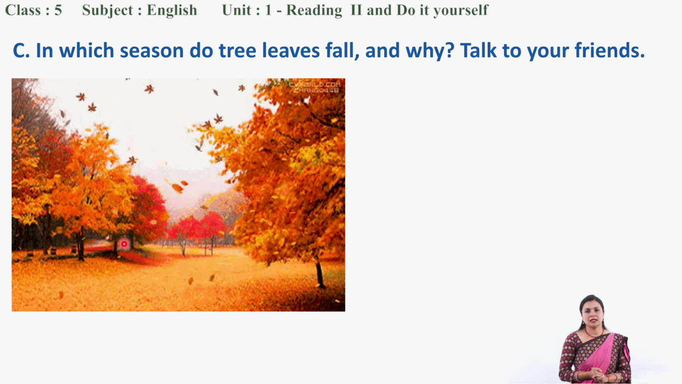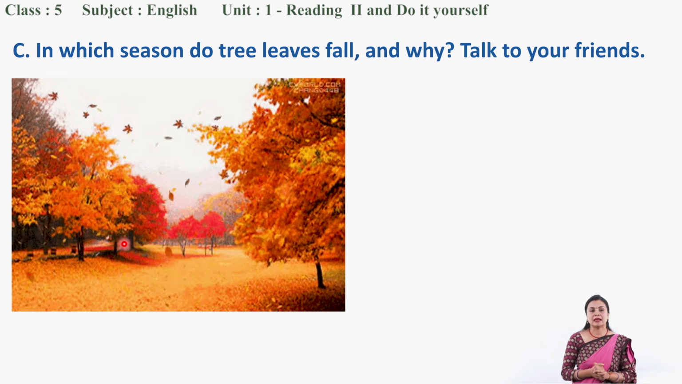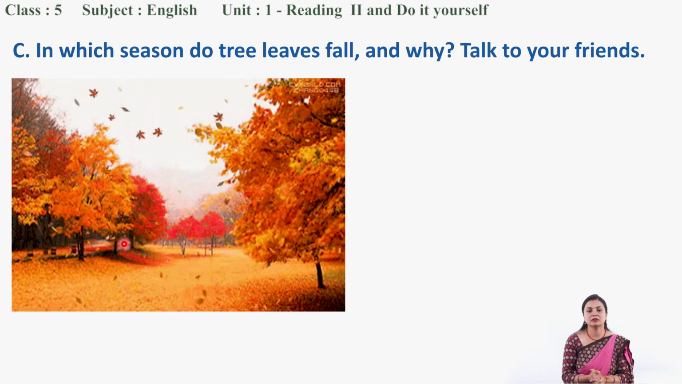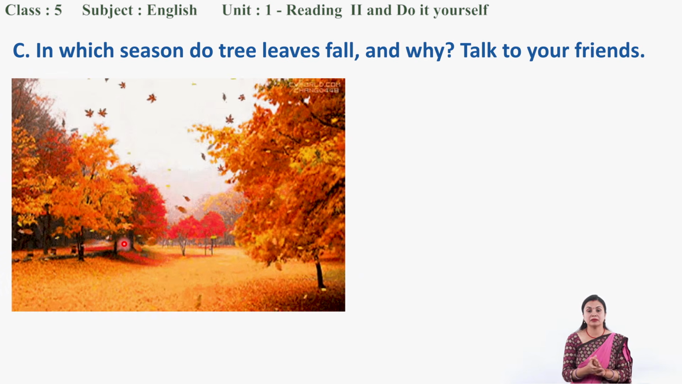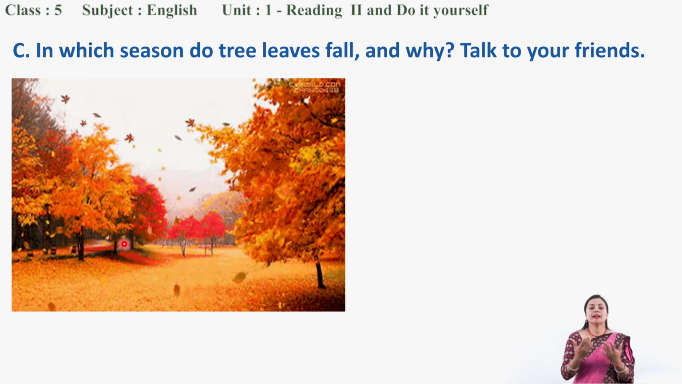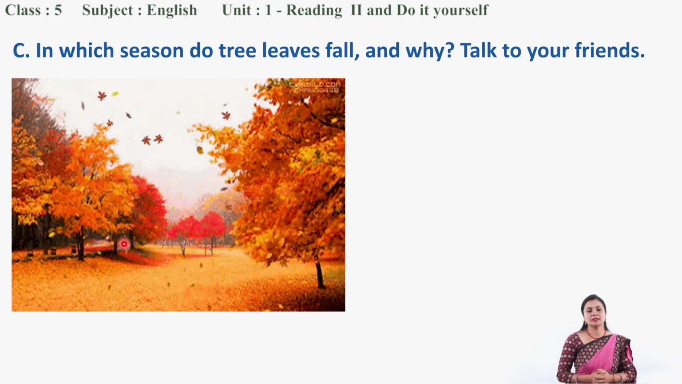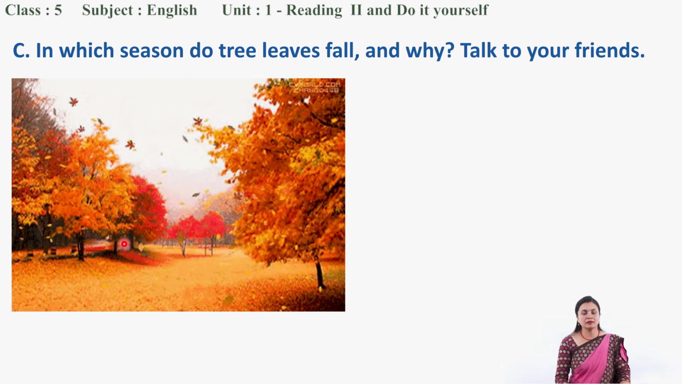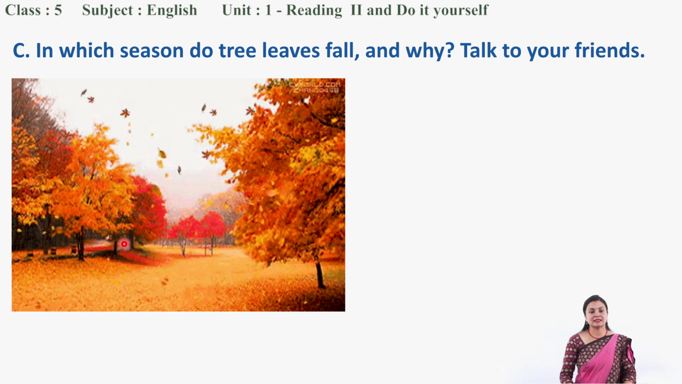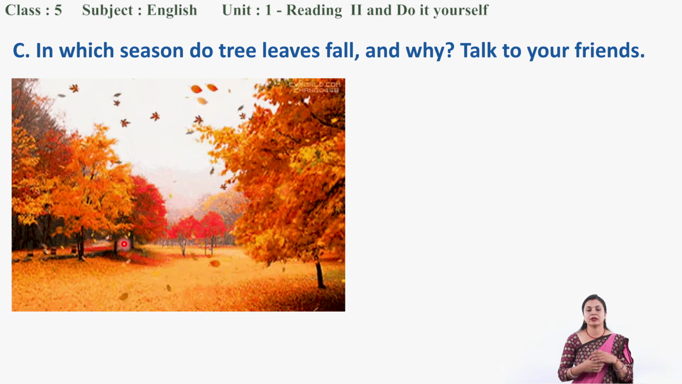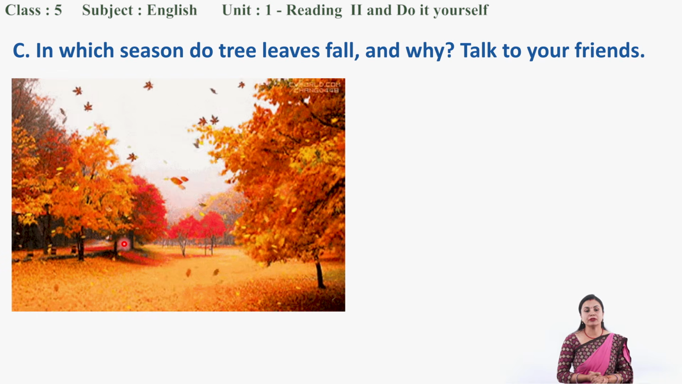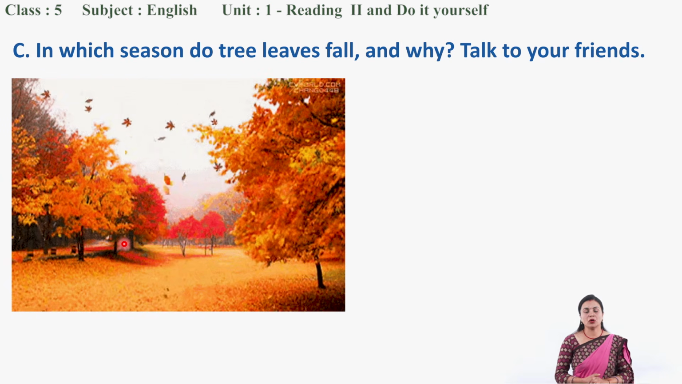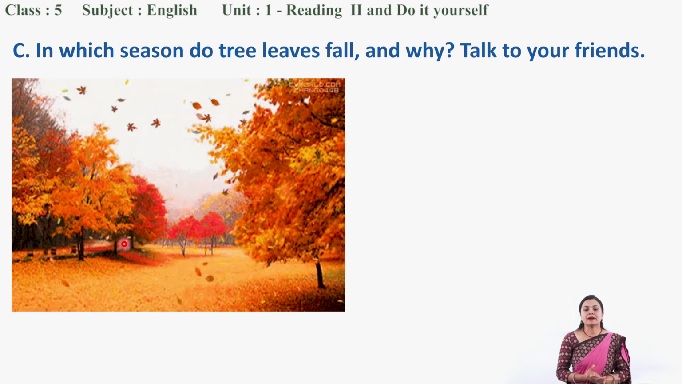So now we have already talked lots of things about tree and its leaves, mostly about the leaves. That leaves became in different color and then they fell down. So, in which season do tree leaves fall? What do you think? Yes, of course, in autumn season, or there is another word, fall. Yes, autumn or fall.